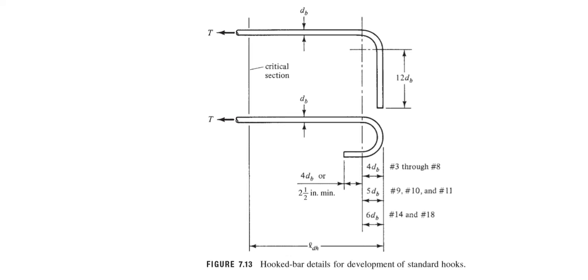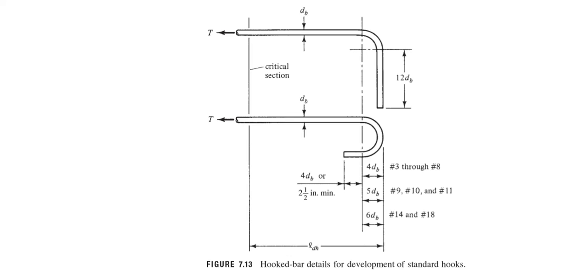Now if we use 180-degree, that means to complete a U-turn, then you must follow this specification. If it is 90 degrees, just bend like this, and this will be your radius. This will be a part of the quarter circle, and here to here must be 12 times bar diameter.